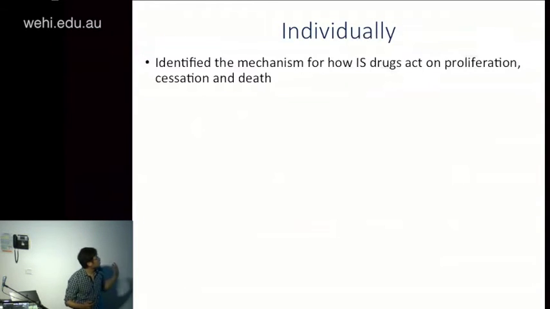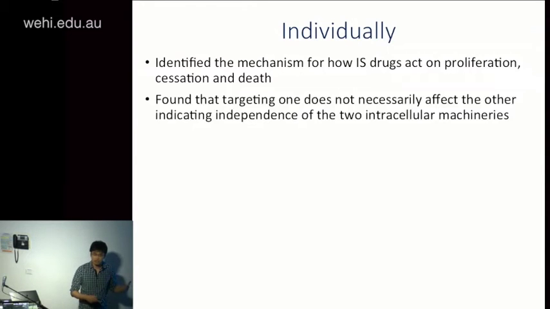So overall, what I've shown is that I've been able to identify the mechanism of how immunosuppressive drugs can inhibit the expansion of the cells. So I've shown you some drugs that only affect survival, and I've shown you some drugs that affect proliferation, and I've shown you cyclosporine, which affects both.